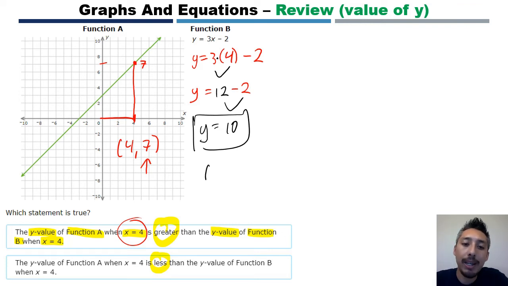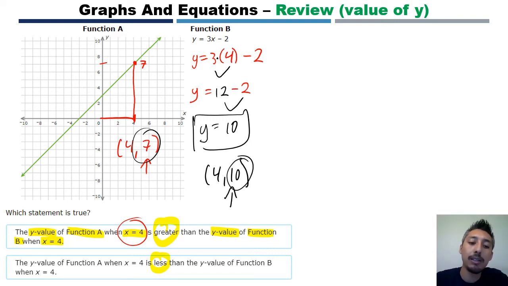That means that when x is 4, y is equal to 10. So we're comparing 7 and 10. Which of these two is greater? Well, 10 is greater. So that means that the y value for function a is less than the y value of function b, because 7 is less than 10. So the second option is your correct answer here.